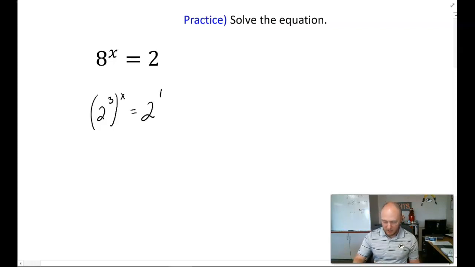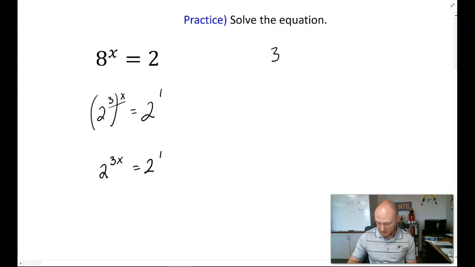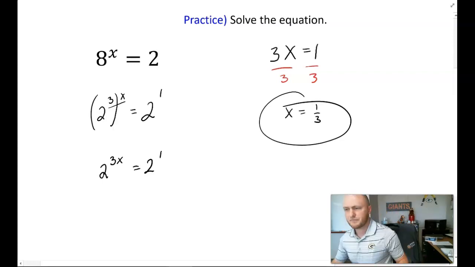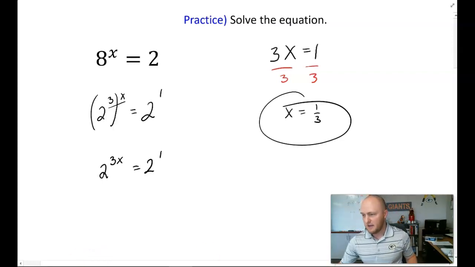I'll go ahead and multiply my two exponents. So I have 2 to the power of 3x is equal to 2 to the first. Exponential property of equality says if you have the same base, the exponents have to be the same. So 3x is equal to 1. And then I just have to solve this simple linear equation. x is equal to 1/3. Awesome.